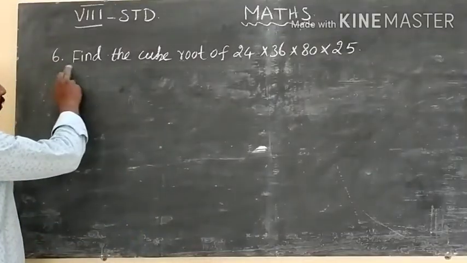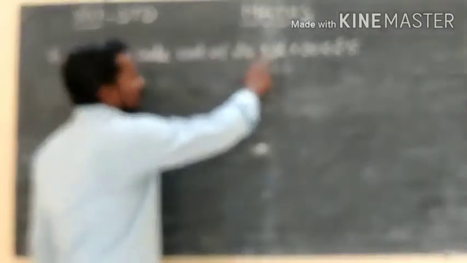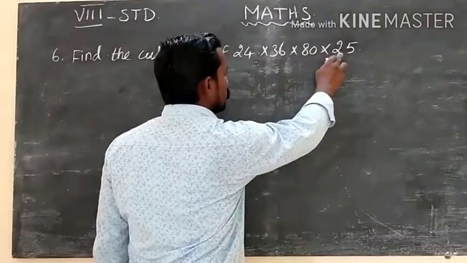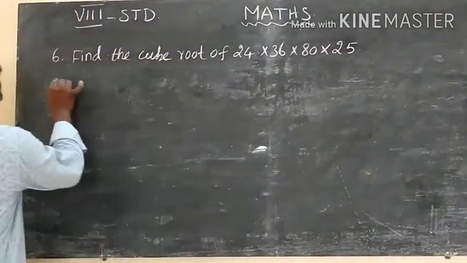Sixth question. Find the cube root of 24 into 36 into 80 into 25. The solution.